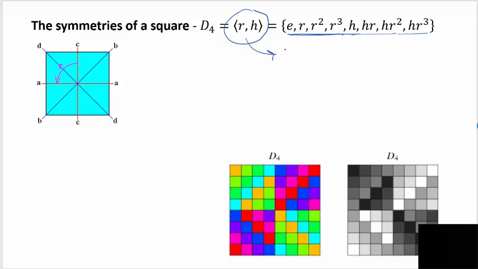So jot this down. This means that D4 is generated by R and H. And in fact, that's true of all dihedral groups.